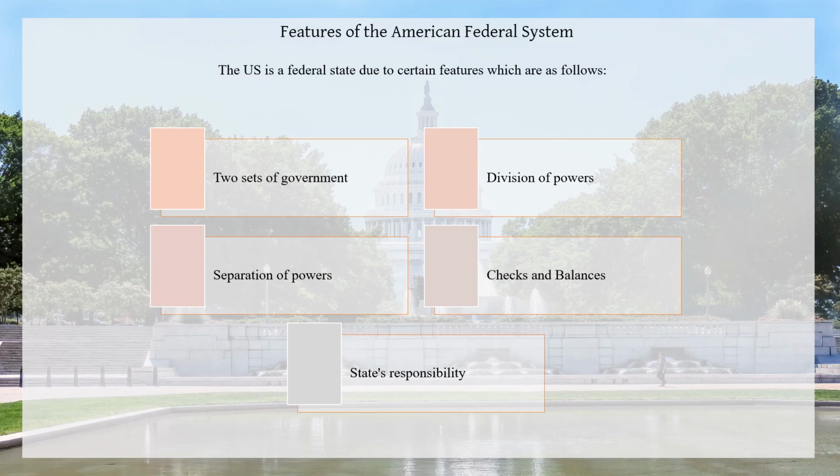Fifth, states' responsibility. Individual states have their own constitutions, which enable the state to create and enforce their own laws according to their specific needs and population, but they must adhere to the principles set forth in the US Constitution. Thus, federal laws take precedence over state laws. Article 6.